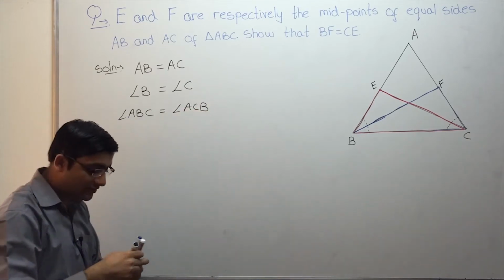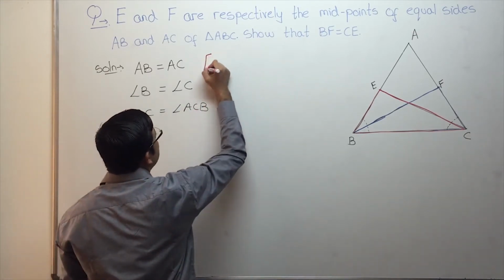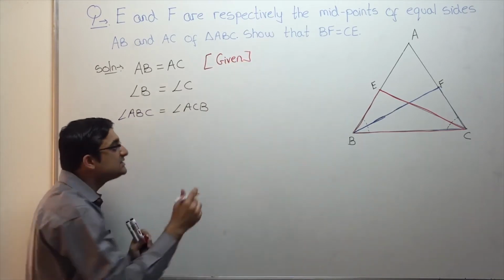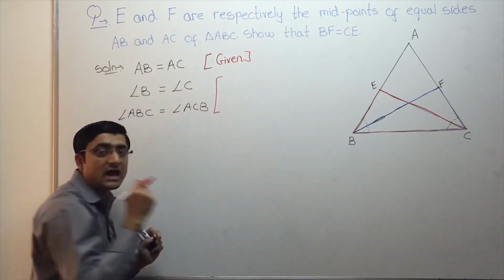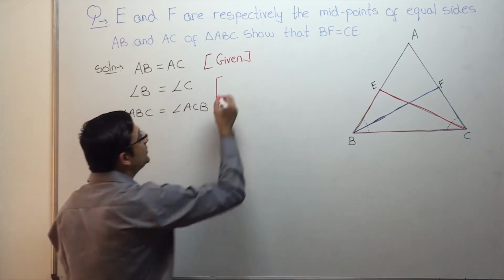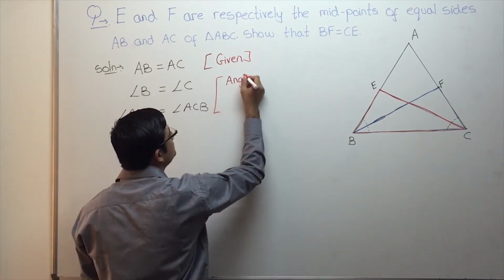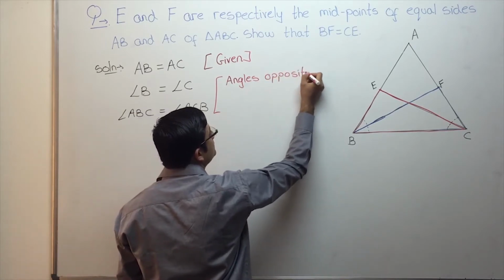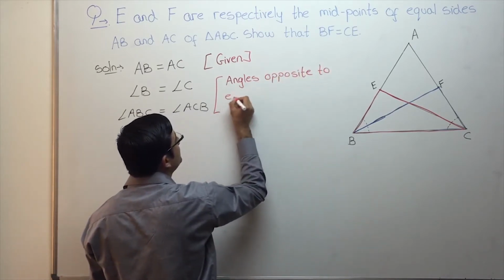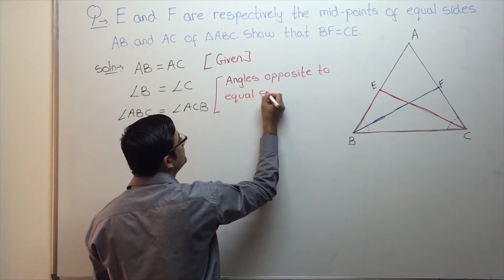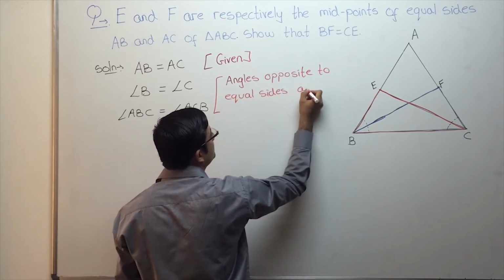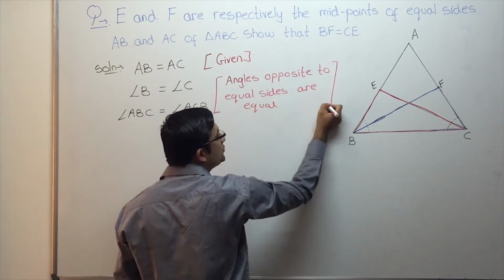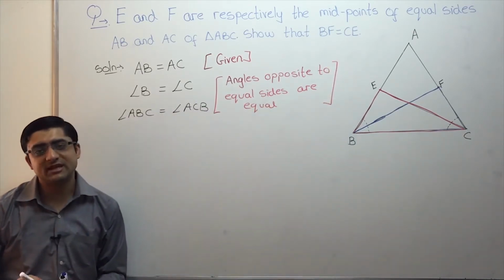Right? Now we have to write the reasons for all of this. AB is equal to AC, this is given to us. Angle B is equal to angle C, state the theorem over here, that is, angles opposite to equal sides are equal. So remember, whenever you see a triangle in which two sides are equal, immediately mark the opposite angles as equal.